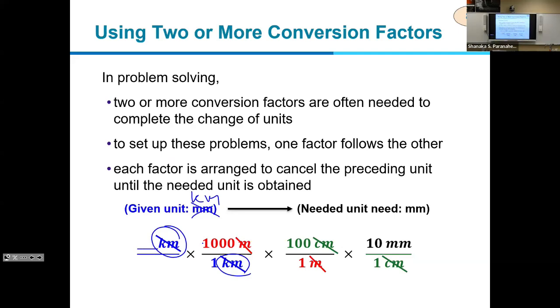Any question? In problem solving, 2 or more conversion factors are often needed to complete the change of unit. To set up these problems, one factor follows the other, and each factor is arranged to cancel the preceding unit until the needed unit is obtained. In this class, the longest that we are going to set up is up to 4 conversion factors.